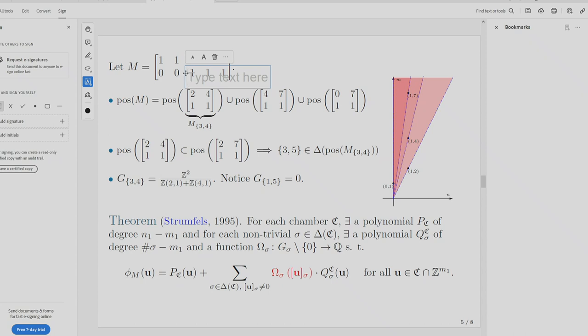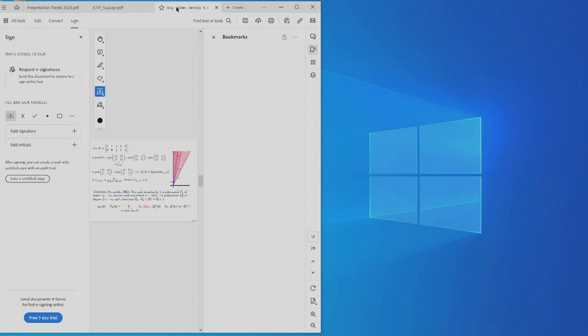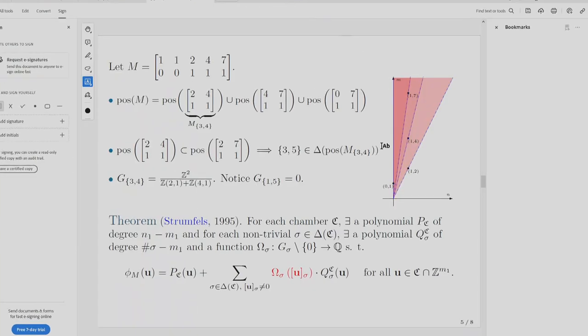I don't know how to make it a full screen, but. If it is okay, can I continue?